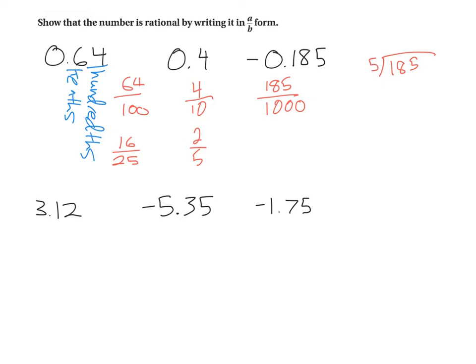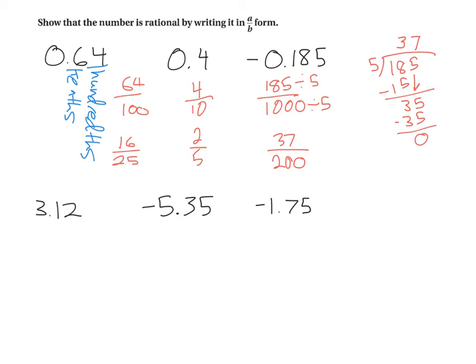5 goes into 1 0 times, but it goes into 18 3 times. 3 times 5 is 15. We subtract there, we get 3, bring down the 5. And I know 5 goes into 35 7 times. 7 times 5 is 35. We subtract, and we get 0. So 185 divided by 5 is 37, and 1,000 divided by 5, I know that that is 200. So there's our rational number, our fraction version of that decimal.